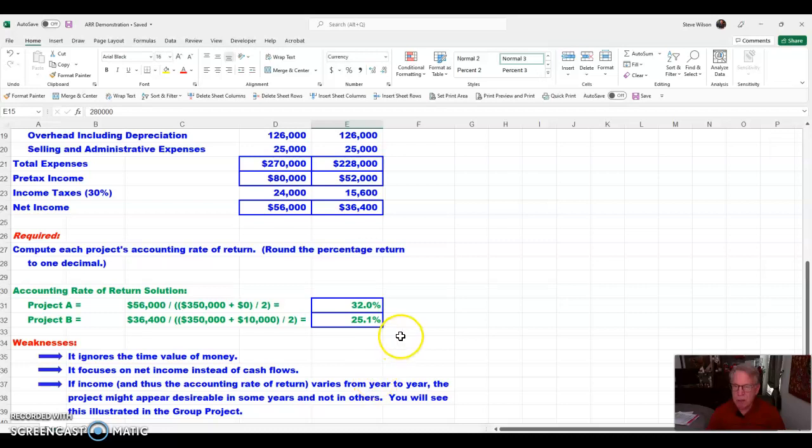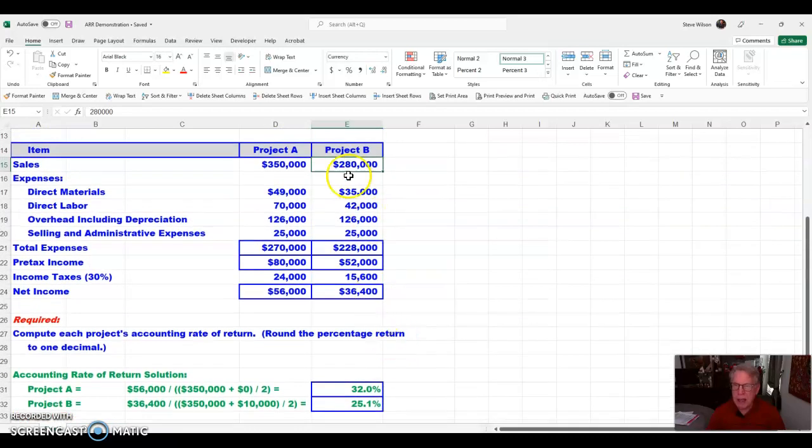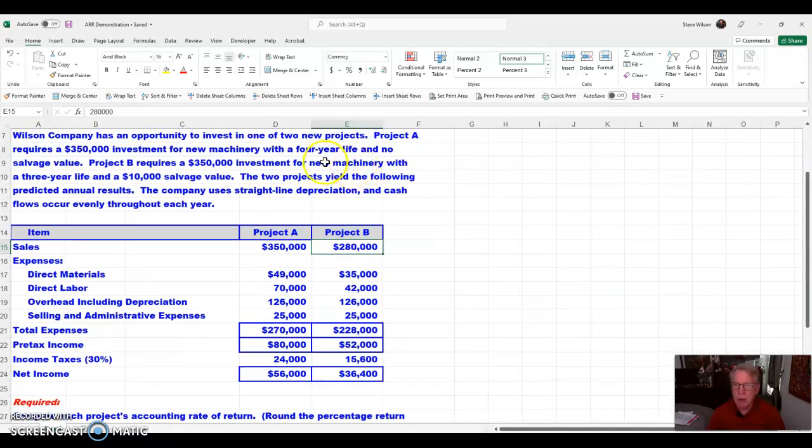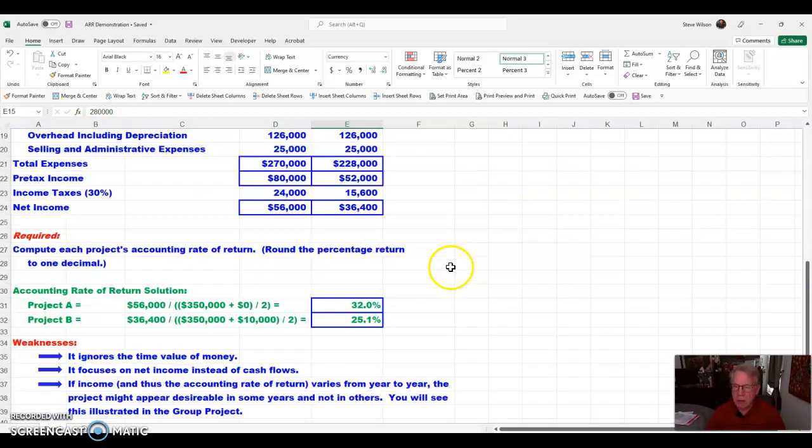And the average investment is, for Project A, we take this 350,000 and simply divide it by 2. And then we divide 56,000, which is the net income, by that, looks like about $175,000. And that gives us a 32% accounting rate of return. A good rate of return, and as you can see.